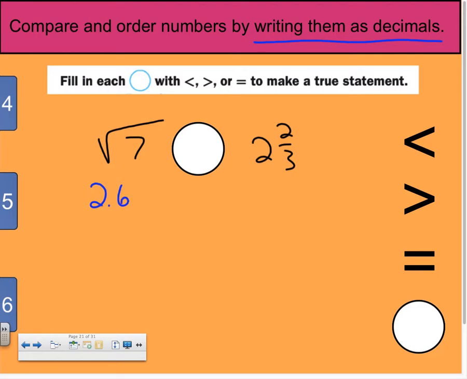2.64. Let's stop right there. Now, what about 2 and 2/3? Well, if you're good with your fractions, you know that 2/3 is equal to 0.6666, right? So then this would be 2.666.